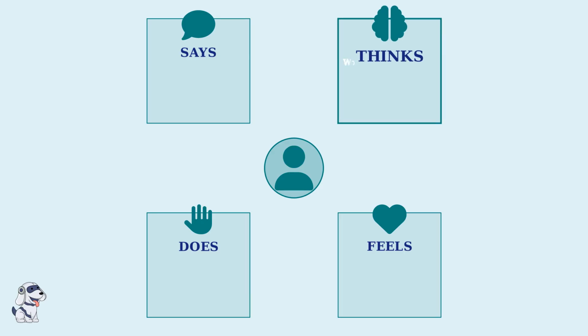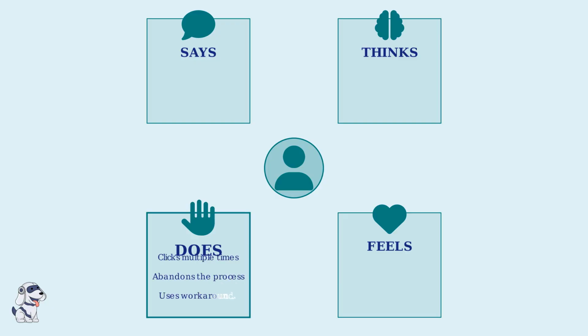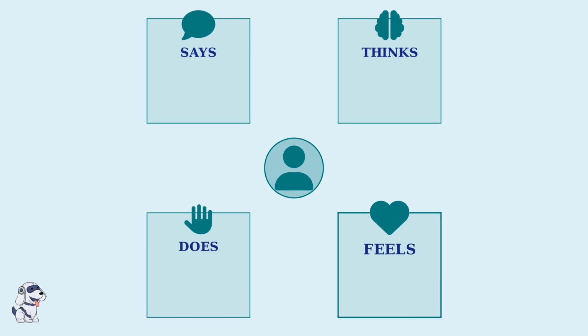The Thinks quadrant explores internal thoughts, beliefs, and concerns that users may not openly express. This represents their mental model, assumptions, and private reflections about your product or service. The Does quadrant focuses on observable actions and behaviors. This includes what users actually do when interacting with your product, their workflows, and their behavioral patterns. The Feels quadrant captures emotional responses and feelings. This includes frustrations, excitement, anxiety, satisfaction, and other emotions users experience throughout their journey.